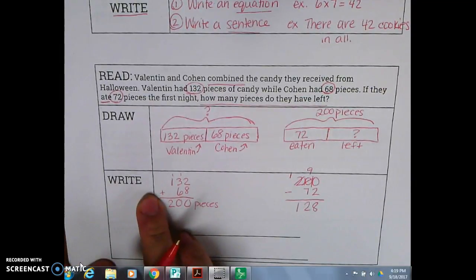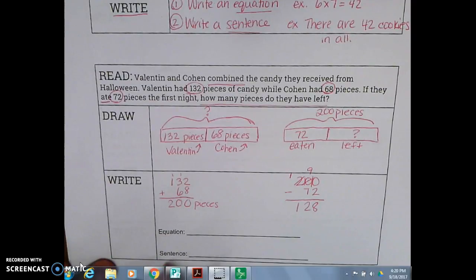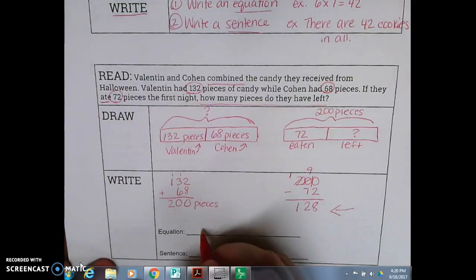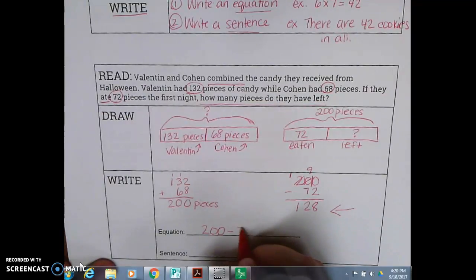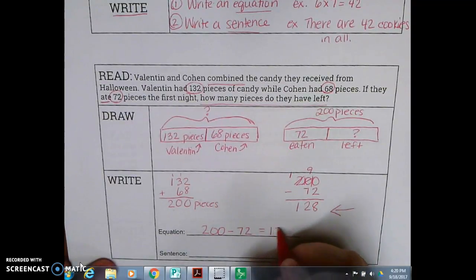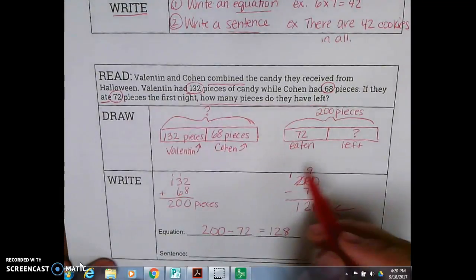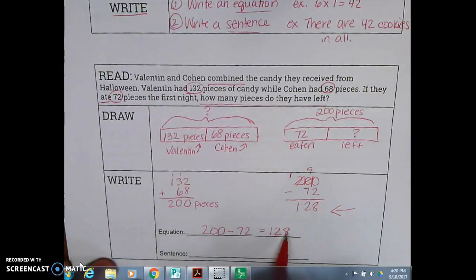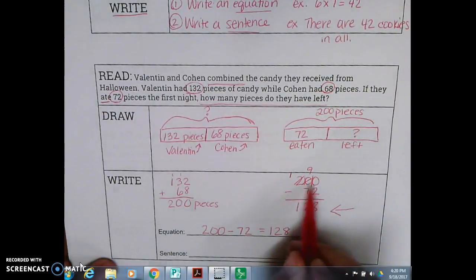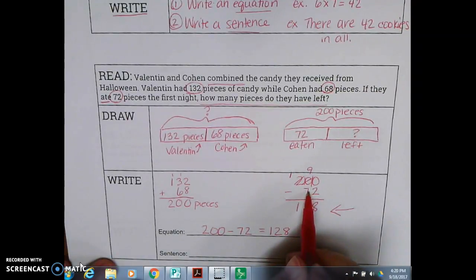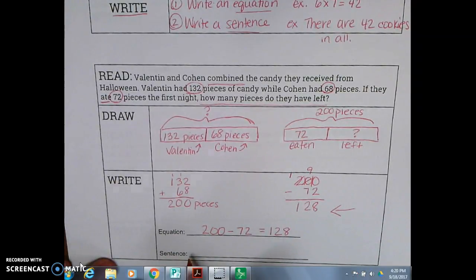Now we've got to do the right section. So we're going to write the equation and we're going to write the sentence. My equation is, I've actually got 2, but we're going to do the one that led us to the answer. So that would be 200 minus 72 equals 128. That's what led us to the answer there. And this is where I did my work. This is just writing the equation. So this one you can see my borrowing, but this one you can't, and that's okay because I've already done it up here.